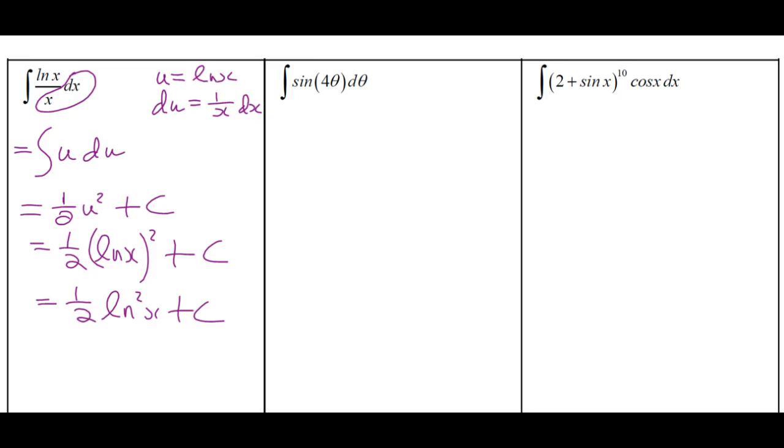All right. One moment, please. So here's the other thing I have to say. Because u substitution is like reversing the chain rule, what's the inner function here? 4 theta, 4 times theta, right? Okay. So we let u equal 4 theta. What's du?